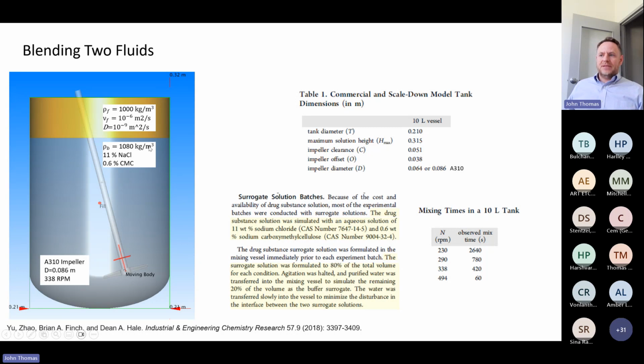It's stacked up high. About 80% of this vessel is CMC solution. They've got some constant viscosity water on top, lower density, with a given diffusion coefficient, and they're going to be agitating it, stirring it with an A310 hydrofoil of a given diameter. The impeller speed will vary across cases, but foundationally the question is: how long does it take to blend?